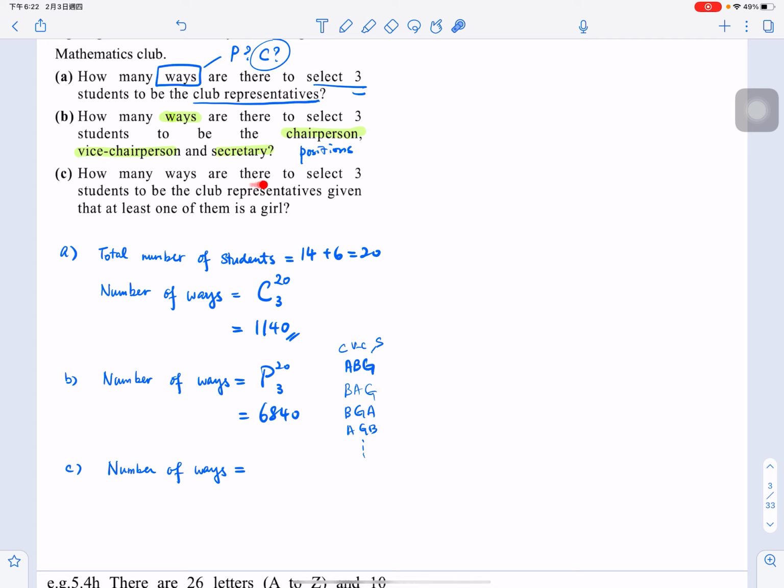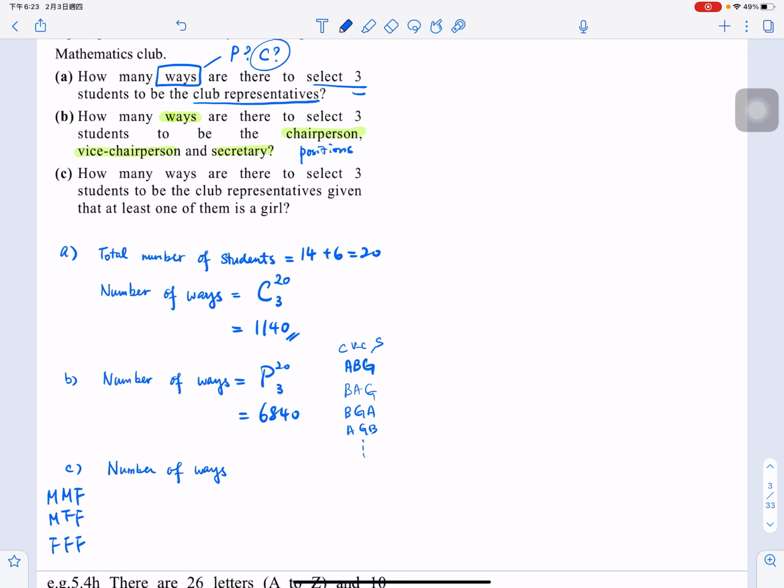Last one. How many ways are there to select 3 students to be club representative, given that at least one of them is a girl? Oh, at least one of them is a girl. That means you need to think. Maybe M, F, at least one. That means this is case 1. Maybe 2 girls, case 2. Maybe all of them girls, right? So how to do this one?